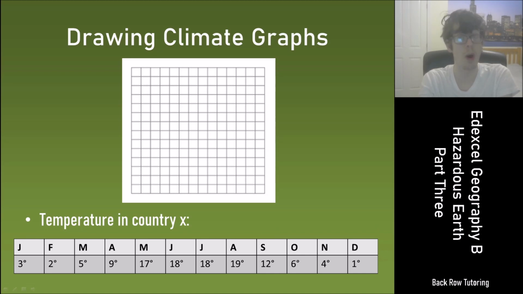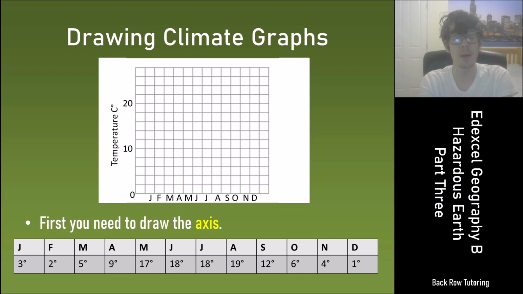So, how do we draw a climate graph for temperature? Well, temperature is illustrated with a line on a climate graph. But first of all, we need to draw the axes. So, label one axis temperature. Don't forget your units, Celsius. And label your numbers as well, 0, 10 and 20.